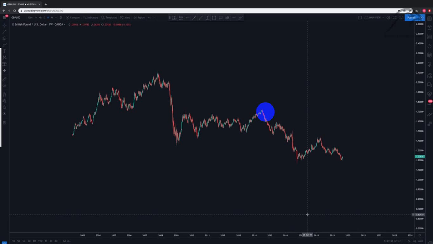Let's take a look. So building off of structure, it's important for us to understand the next phase, which is impulse and corrections. So essentially, what are impulses and corrections? They make up the market. This is how price moves. The price is moving either impulsively or correctively, and they make up various patterns and structures.